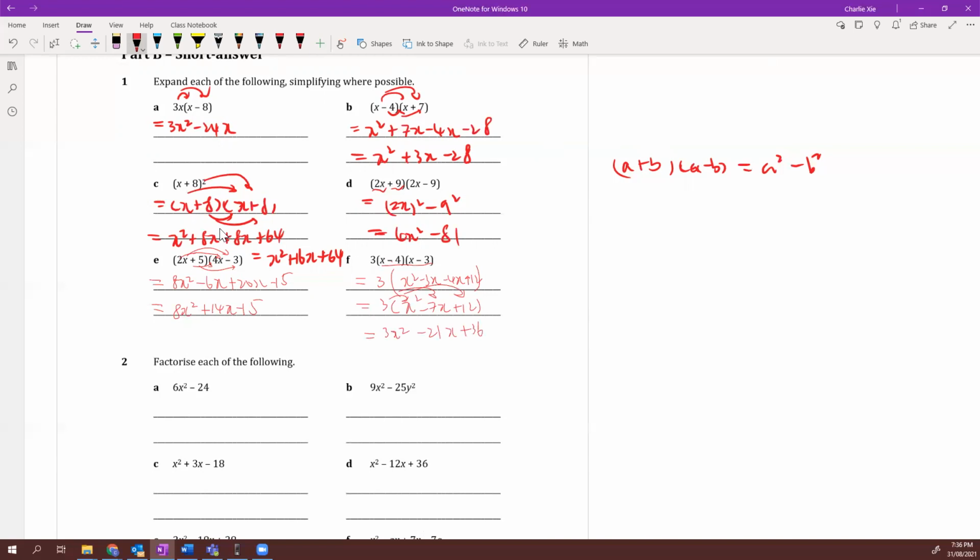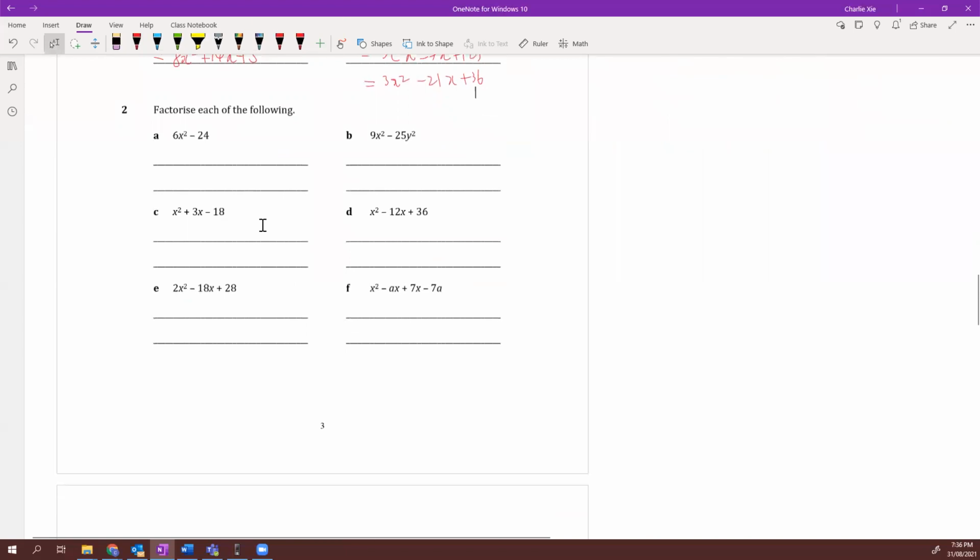All right, question 2, factorize. To factorize is the inverse operation of expanding. We're taking out the common factor. So 6 goes into both 6 and minus 24. We can take 6 out, leaving me with x squared minus 4. And x squared minus 4, you can think of as a difference of squares. 4 is 2 squared. So that's 6 times x squared minus 2 squared. And that's 6 times x plus 2 times x minus 2.